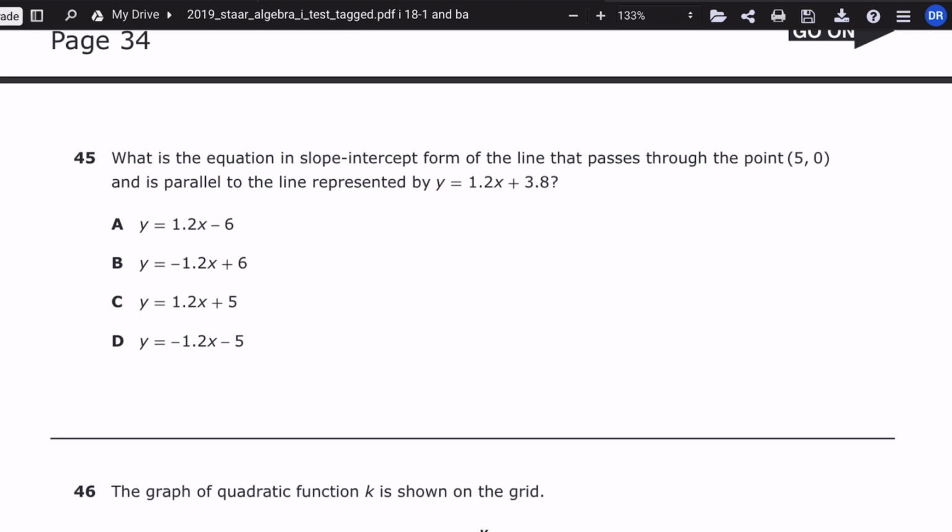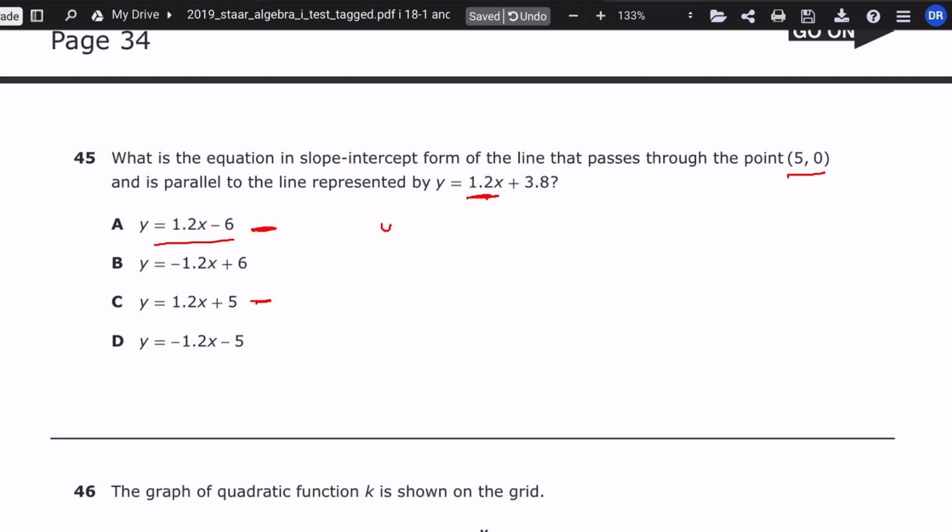Now here, when a line is parallel to another line, the slope is equal. So in which two cases is the slope equal? Here it is 1.2, so it is equal in A or C. So in these two we are going to get the options. Now this line passes through (5, 0), so we'll see whether it passes through (5, 0). We have to get y equal to 0.